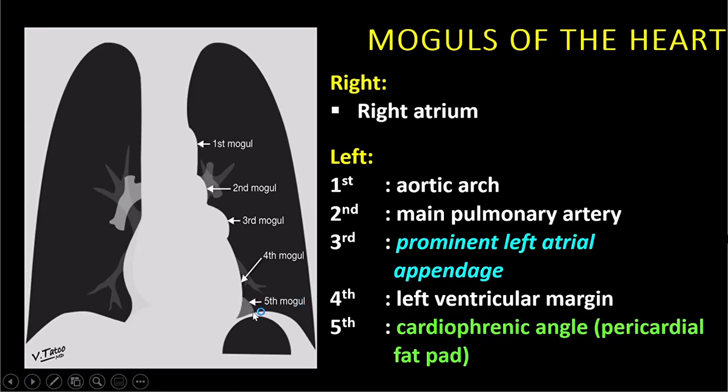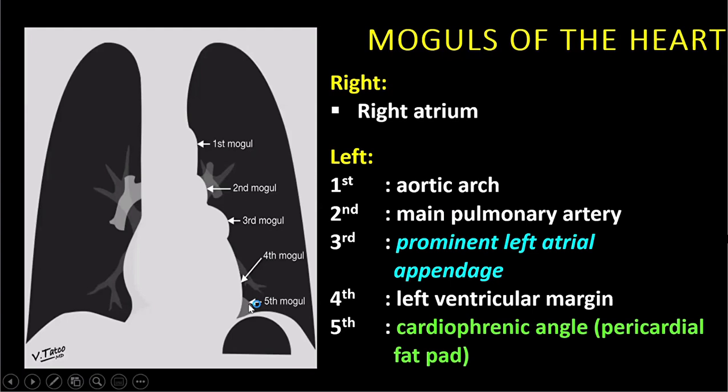Actually, for the fifth mogul, when you see it and it's lucent, most likely it's the pericardial fat pad, which is just the fat surrounding your heart. This is actually a normal variant, meaning it's normal. But it doesn't mean that all the time when you see the fifth mogul, it's just pericardial fat pad. There are pathologies, just like a pericardial cyst or cardiophrenic cyst, which can also be located at this point.